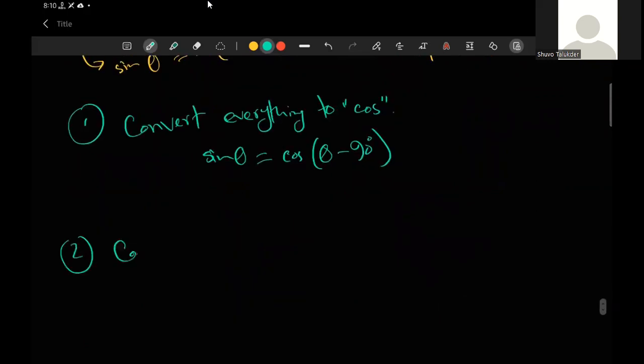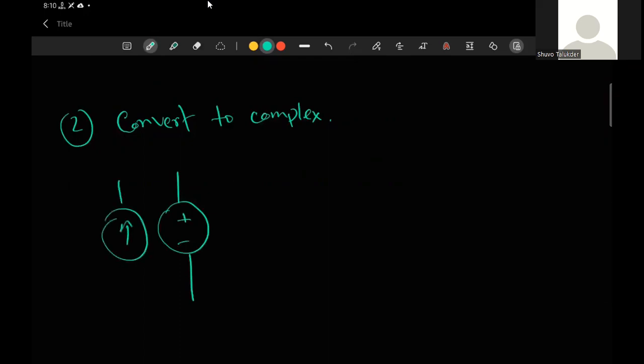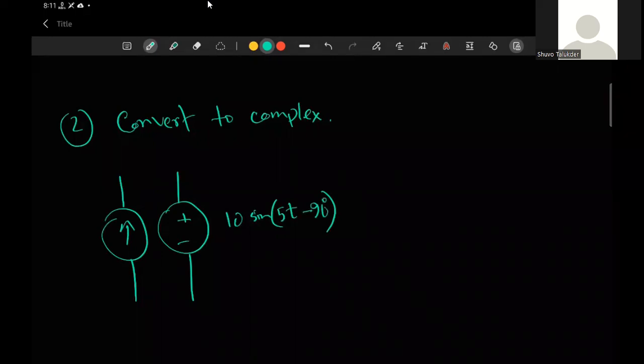Convert to complex. The next step is basically to convert to complex. If you have a voltage source or a current source, it doesn't matter. If you have a source with a value like a sine something t plus theta, for example 10 sine 5t minus 90 degrees, the complex equivalent will be just the amplitude and this theta. So the complex amplitude will be 10 e to the power i times minus 90 degrees, right?